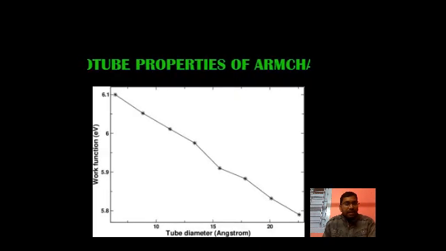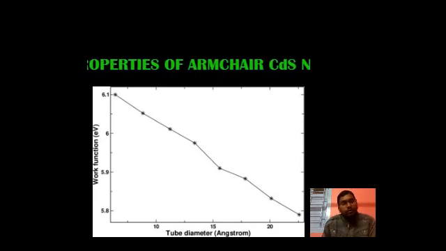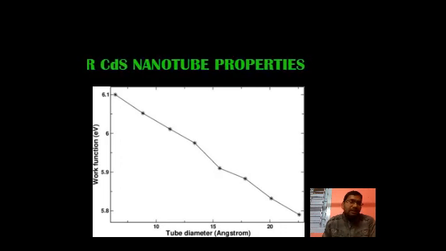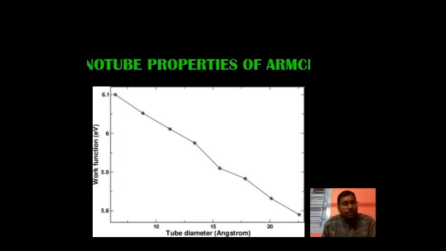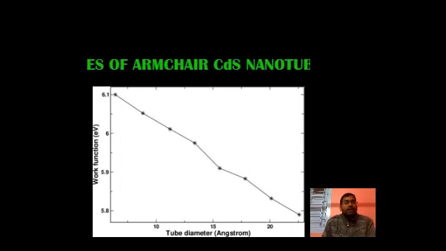Next, what we have found is that as you increase the diameter of the nanotubes, its work function decreases. Here we can see the work function decreases from 6.1 eV to almost 5.8 eV. So we can tune its work function. This is an important phenomenon. So here I discussed some of the important properties of cadmium sulfide nanotubes.